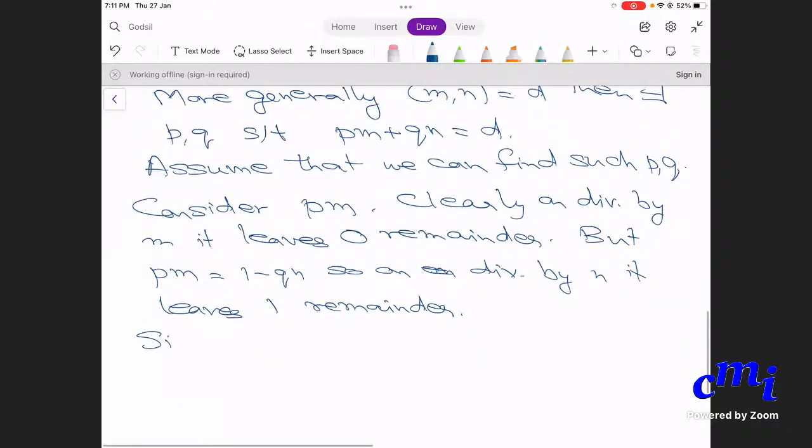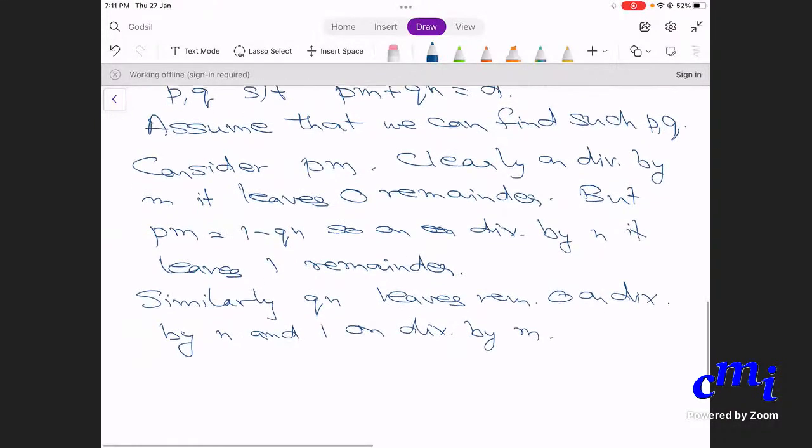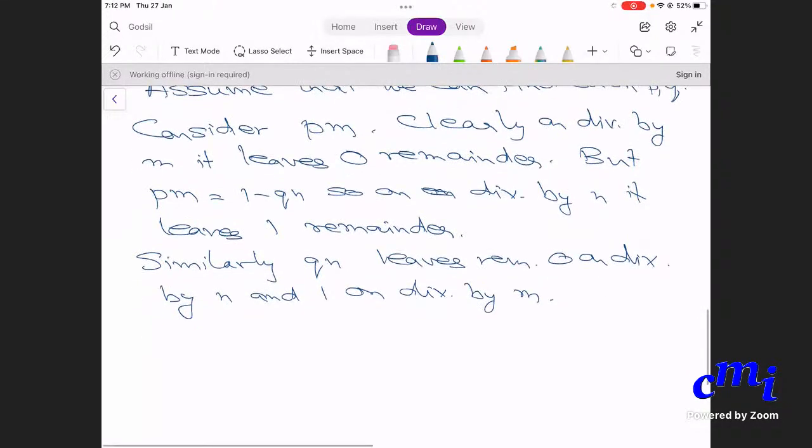Similarly, the integer qn leaves remainder 0 on division by n and 1 on division by m. Now we can use this to solve the problem. So we have found two integers, one of which leaves a remainder 0 on division by m and remainder 1 on division by n, and the other which does the opposite, leaves remainder 0 on division by n and 1 on division by m.